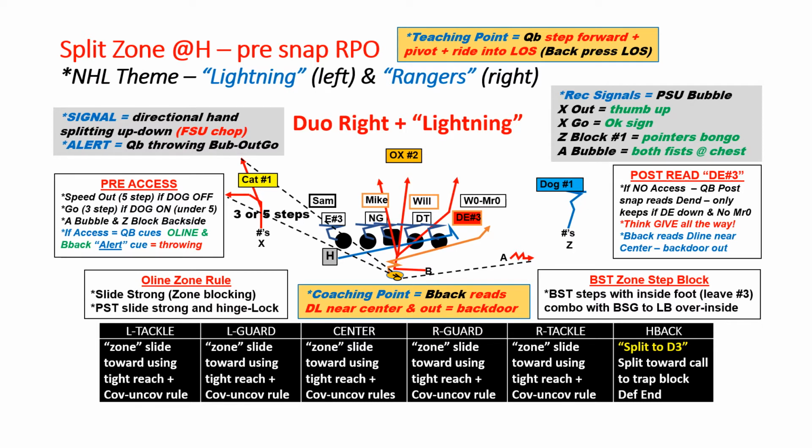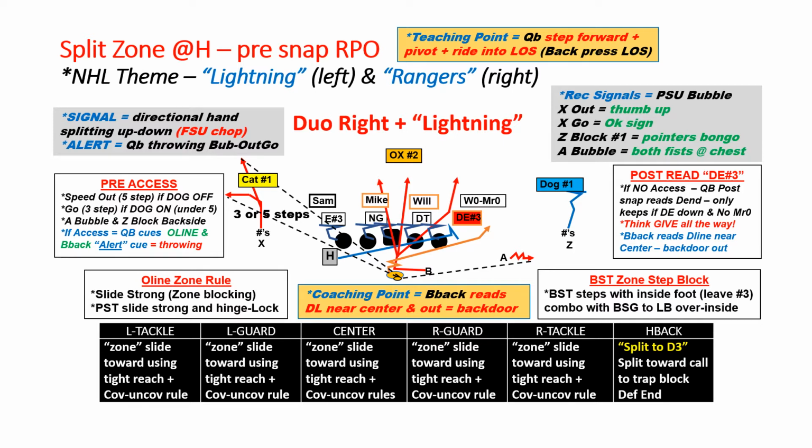This is a gut inside zone play where the back is going to go right at the center and read that first defensive lineman closest to him. If the middle's open, he just goes straight north and south. If not, his out is to go cut back to that defensive end that we're split blocking.